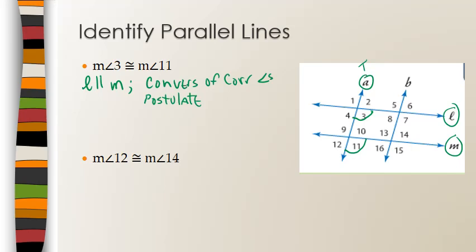What does that converse of the corresponding angles postulate say? If two lines are cut by a transversal so that the corresponding angles are congruent, then the lines are parallel. All right, Shazam. Now let me change colors here. We're looking at the measure of angle 12 and the measure of angle 14. Here's 12, and here's 14 way over here.